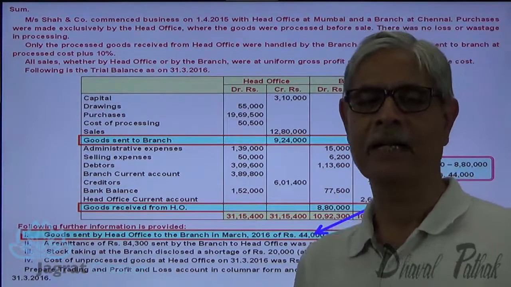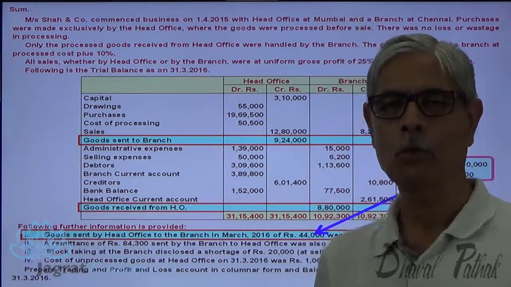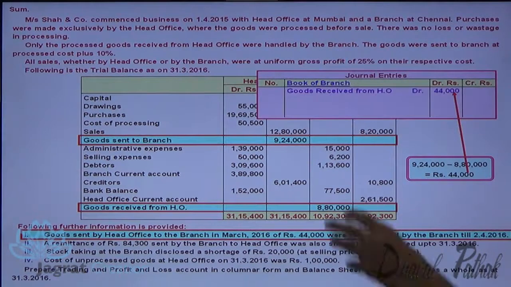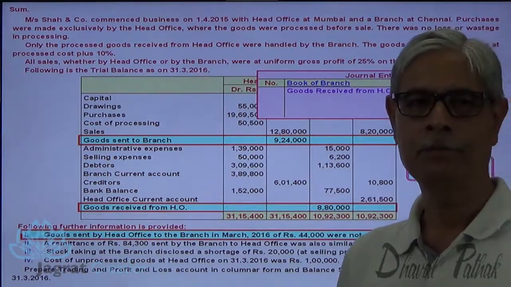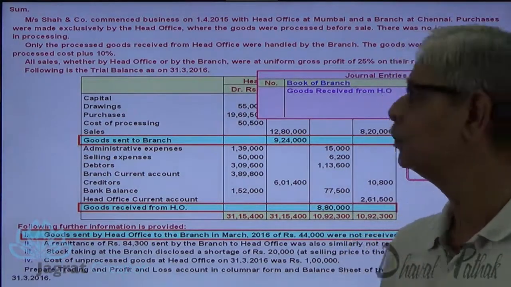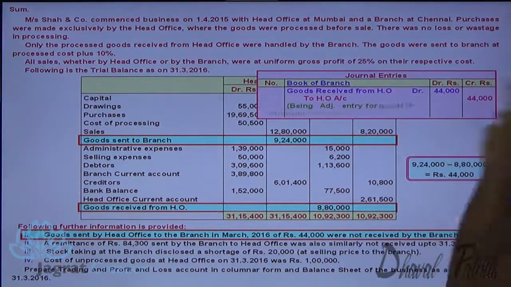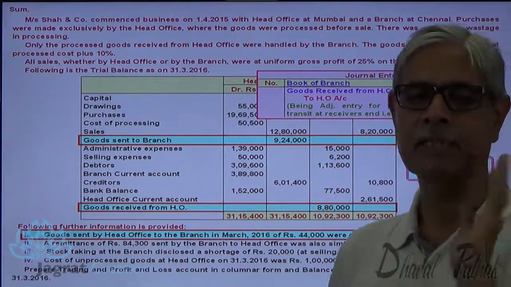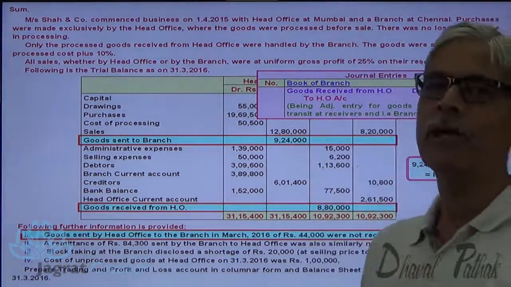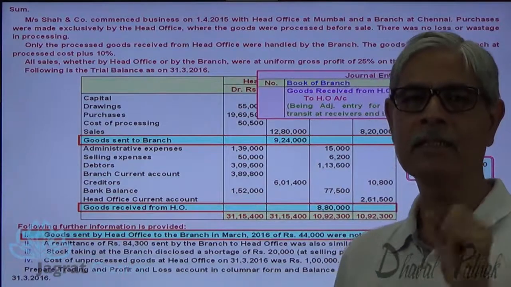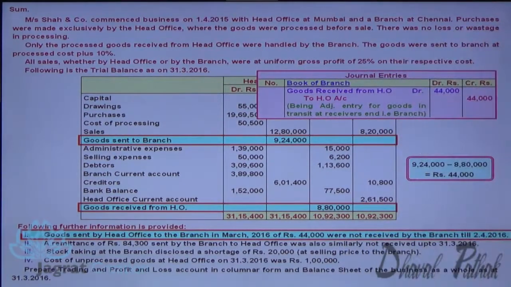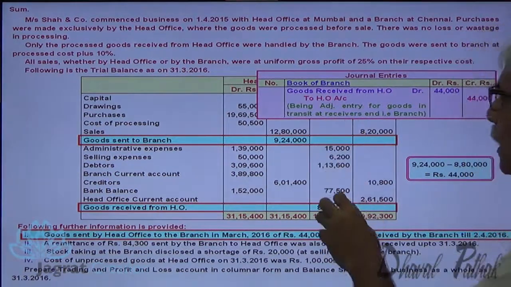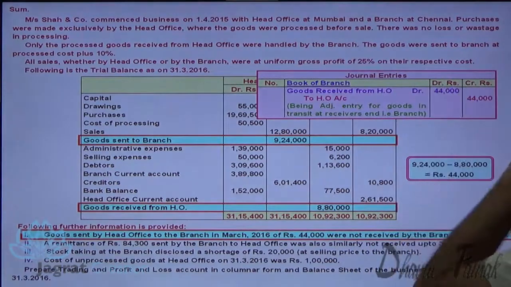How that journal entry gets recorded by branch, that I want to demonstrate. So goods from HO account debit to HO account credit. So in the books of branch, I write this entry for goods in transit. Now if I want to give the effect of this adjustment entry, just observe. This 8,80,000 is goods received from HO, has a debit balance. Here goods received from HO is debited 44,000.